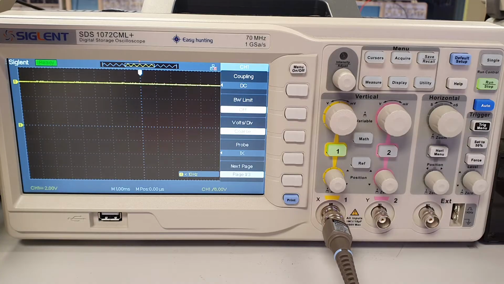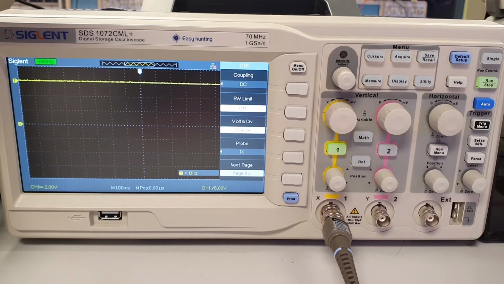Multiply this number of squares with the vertical voltage per square division, which is 2 volts per division, and with the scope probe attenuator multiplier, which is 1 in this case. The calculated DC voltage is 3 divisions times 2 volts per division times 1, equal to 6 volts.